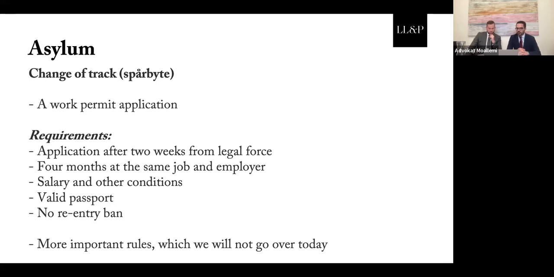We don't have time to go through them all, but the main ones that are important to know: you must apply at the latest 2 weeks from when the decision comes into legal force. Even if you apply 1 day too late, or a few hours too late, it is too late, and it can be a reason for rejection. At the time when you apply for a work permit, you need to have worked at least 4 months with the same employer in the same position. During these 4 months, you need to have met the salary criteria and other conditions such as insurance.